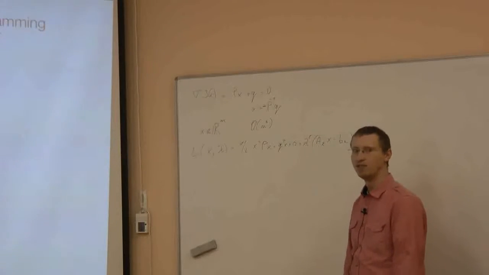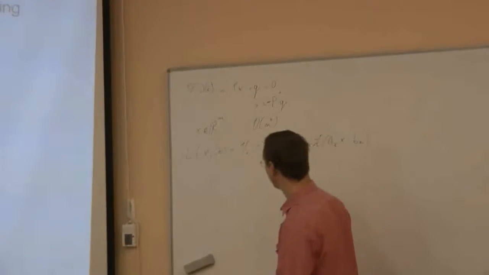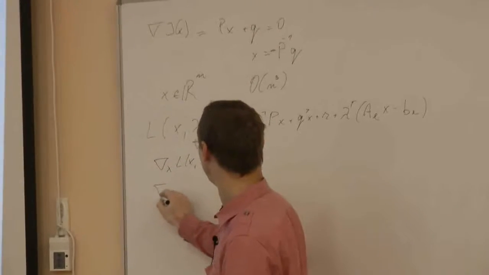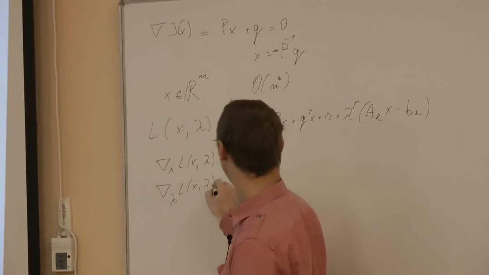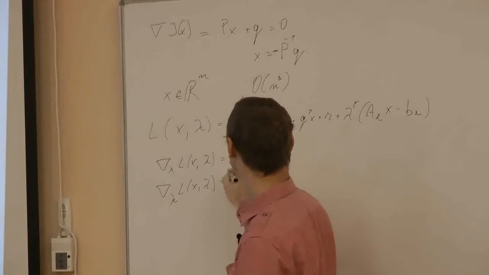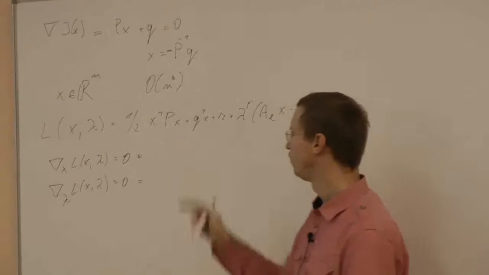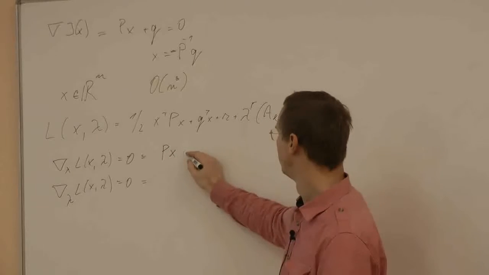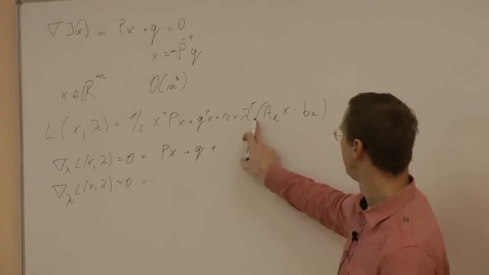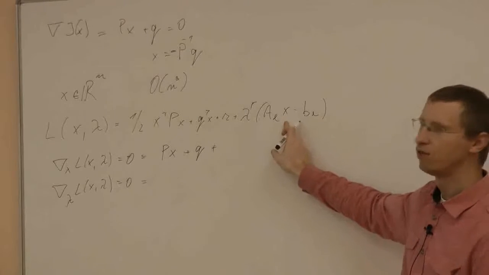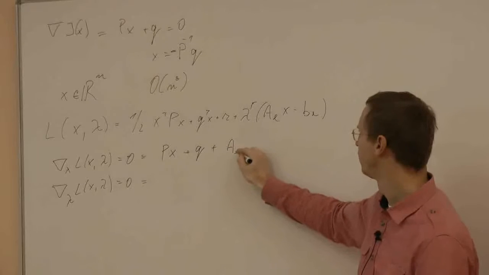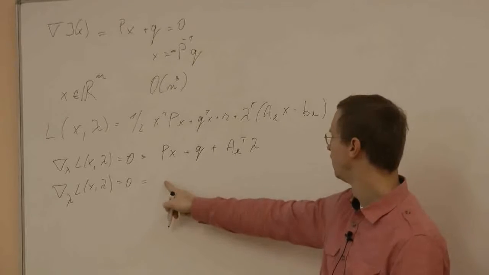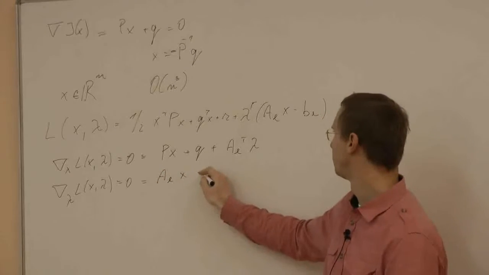Okay? Then we do what? We do the gradient both with respect to X as well as with respect to lambda. And we set both gradients equal to 0. So what's the gradient with respect to X? That's Px from the first term here, plus Q, plus, and we have X here. But it's at the end, so we have to transpose everything here, so that's A equality transpose times lambda. Here, it's just AEX minus BE.